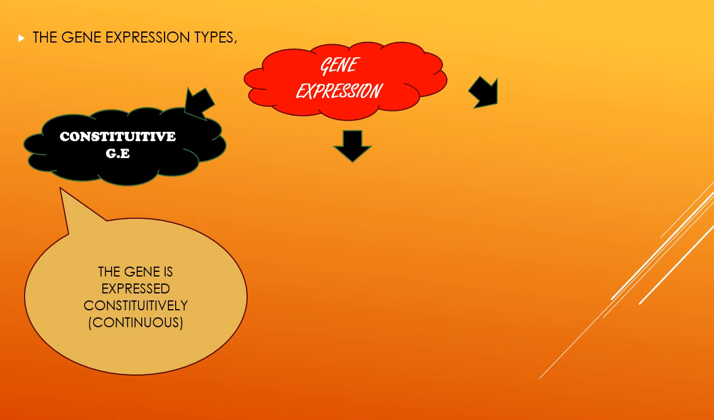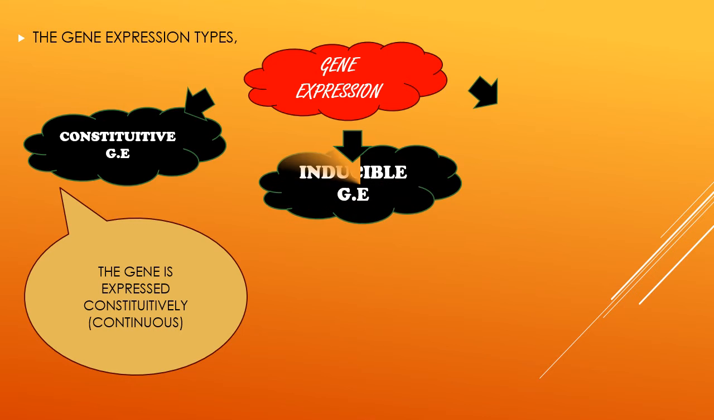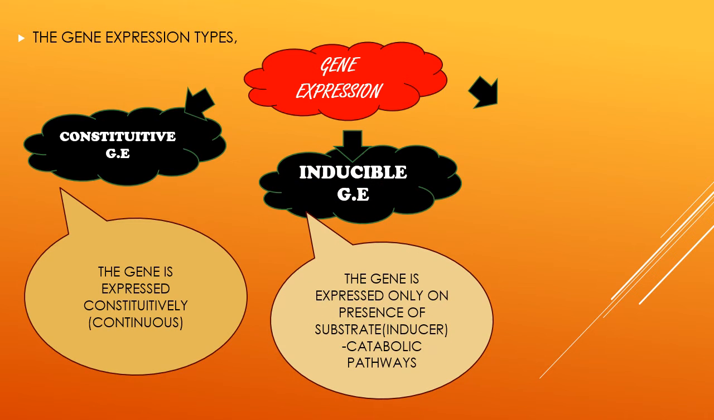Next is inducible gene expression, that is induced. The gene is expressed only in the presence of substrate. Here the substrate will act as the inducer to switch on the gene. For example, it will be only available in catabolic pathways. For example, lactose catabolism. Here the lactose will be the inducer. It acts as the inducer for the catabolic enzyme synthesis.